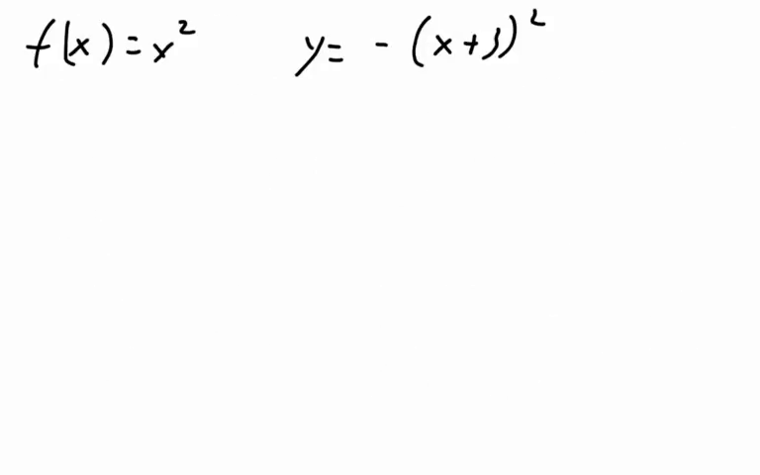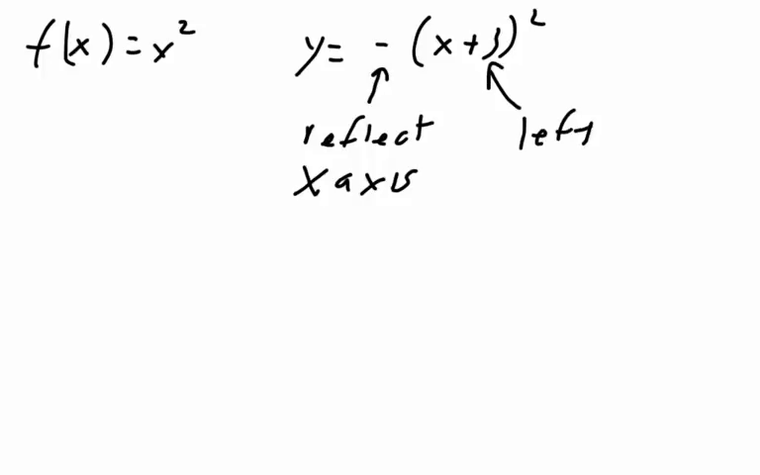Alright, we're going to do 4, 5, 6, and 7. A negative on the outside, we always say that it's a reflection. And that's going to be a reflection over the x-axis. When it's on the outside, it flips. Remember, that makes the y's change. So it will flip down. And this is going to be to the left 3.